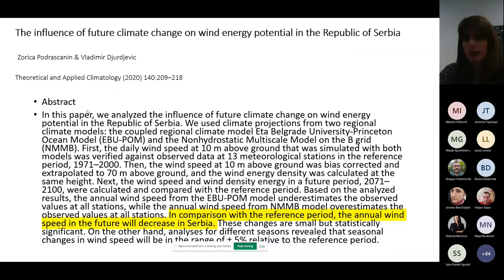But we can't. We have a problem with climate changes, and the same climate changes trigger a problem with air pollution. Because in comparison with the previous reference period, the annual wind speed in the future will decrease in Serbia, and this is also relevant for all other countries around Serbia.